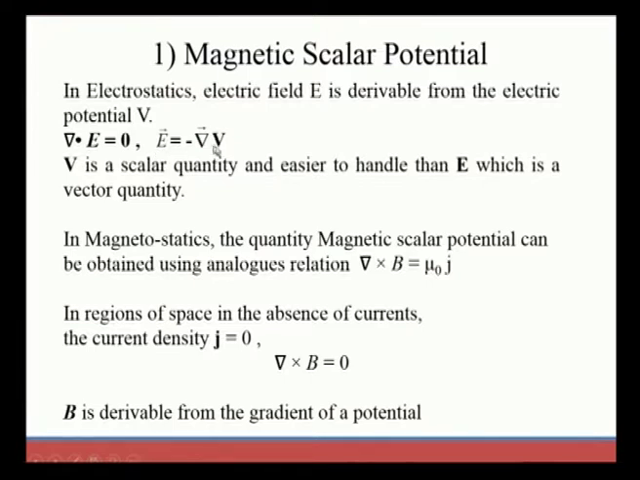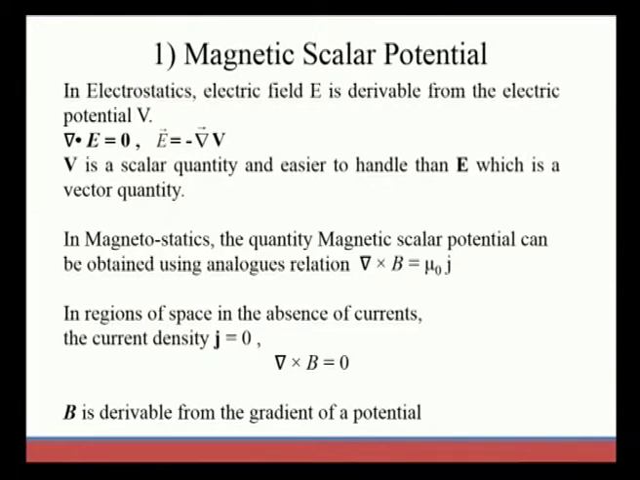Here V doesn't have any direction; it is purely a scalar quantity that is used for representing the electric field. So V is a scalar quantity, and it is much easier for us to handle V than E, because V doesn't have any direction, only magnitude. This will be very helpful for handling purposes compared to the electric field. We already know the electric field has both magnitude as well as direction.